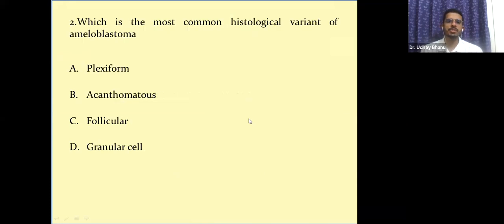Which of these is the most common histological variant of ameloblastoma? Yes. Most common is the one where you will regularly see the Vicker and Gorlin's criteria. Correct. That is the follicular type of ameloblastoma. Follicular type is also the type which is most predisposed to recurrence.